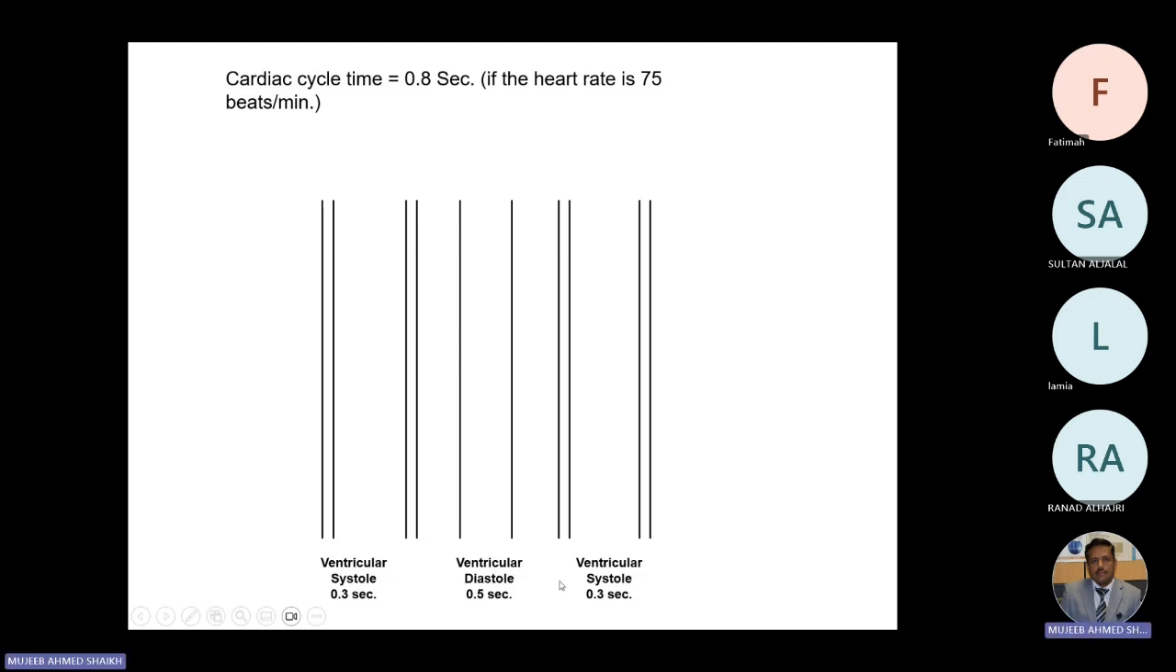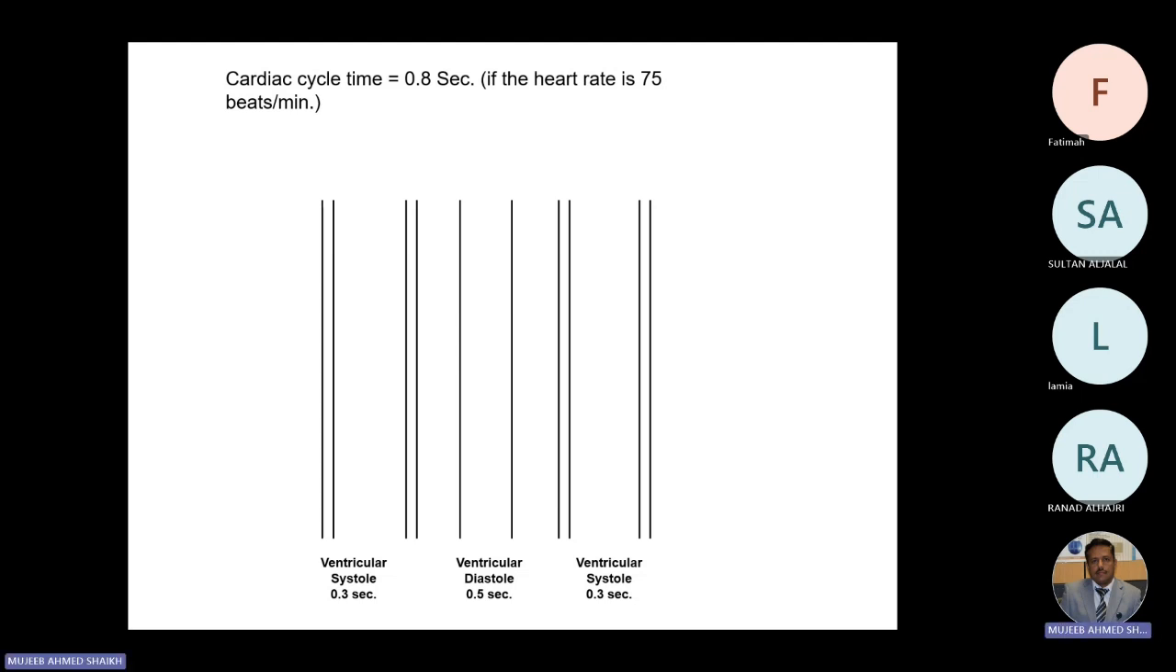Now here, why are we not considering the atrial event? Because the atrial event will also be in the same time. That means at the last 1/3 of ventricular diastole, the atria start to contract, which is called atrial systole. And during the remaining ventricular systole and ventricular diastole, the atria will be in the relaxed state. That's why we are not taking into consideration the atrial event in the diagram of the cardiac cycle.